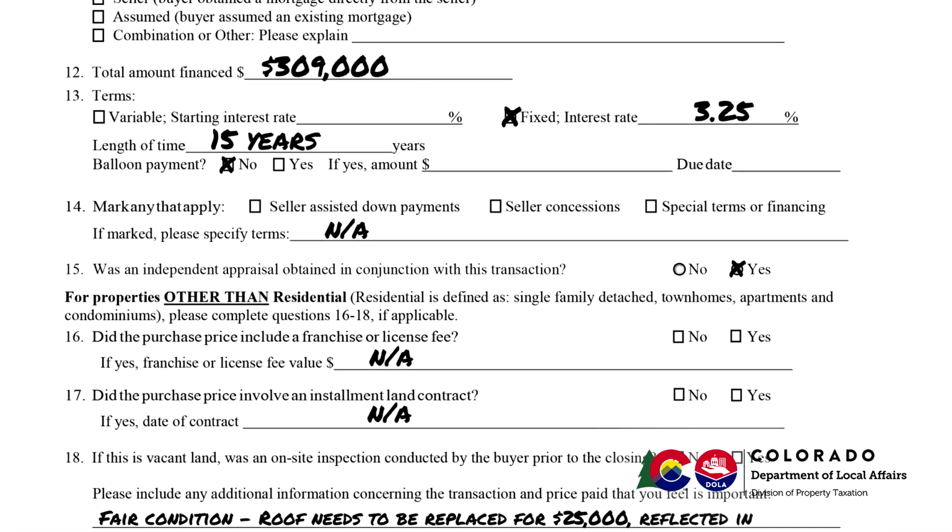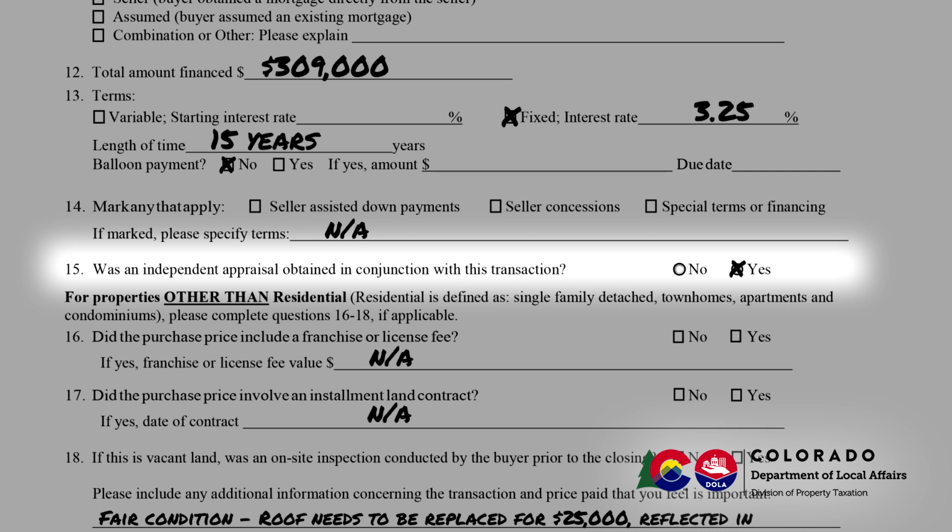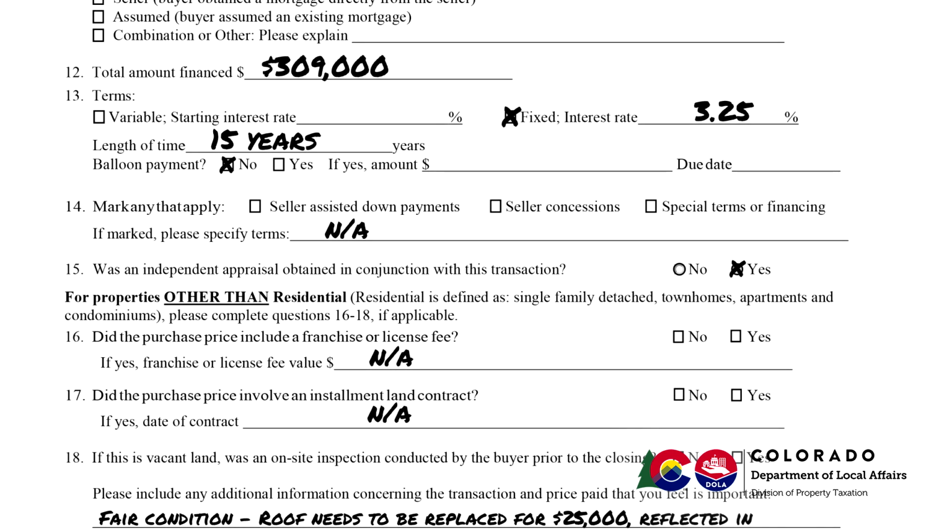Item 15 asks if an independent appraisal was obtained for the transaction and may be helpful in the valuation of commercial or complex properties with an otherwise limited availability of property data. This appraisal may also be helpful to the owner and the assessor during various levels of valuation appeals.